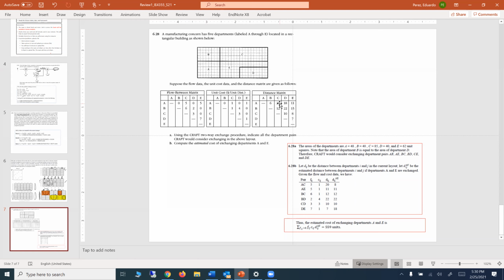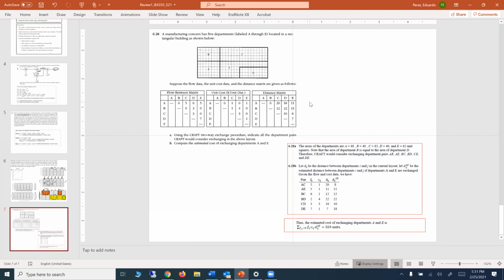We also have the distance. The distance is 20, that's the distance between A and C. So if you were to compute the cost of moving those 5 units between A and C, that would be 5 × 1 × 20. The same thing for AE. If you want to move 5 units from A to E, it's going to cost you $1 per unit and the distance is 11. So the cost for moving from A to E is going to be the 5 units times the cost times the distance. Okay, so you understand that. Using this information, we can compute the cost associated with the flow of material with the current layout.